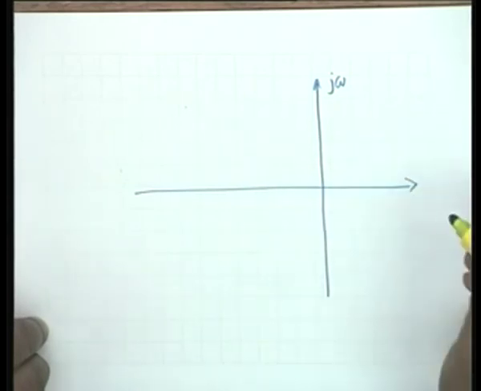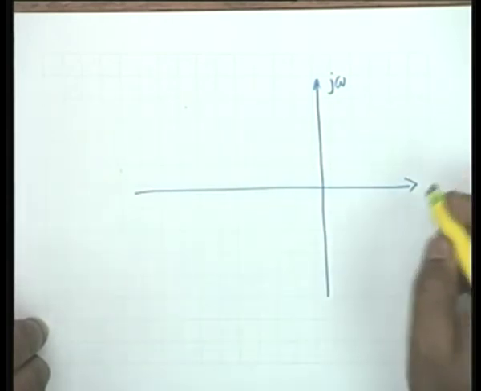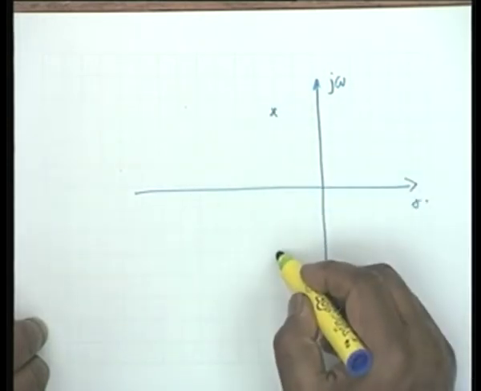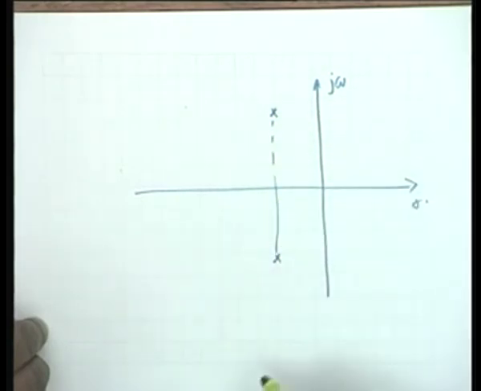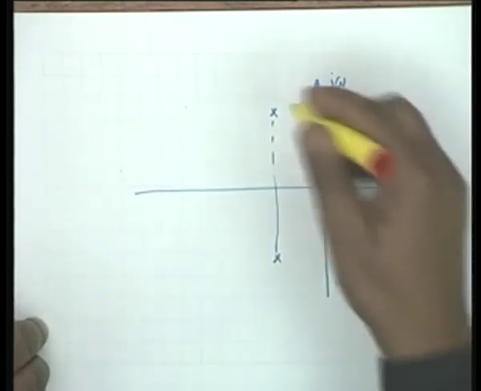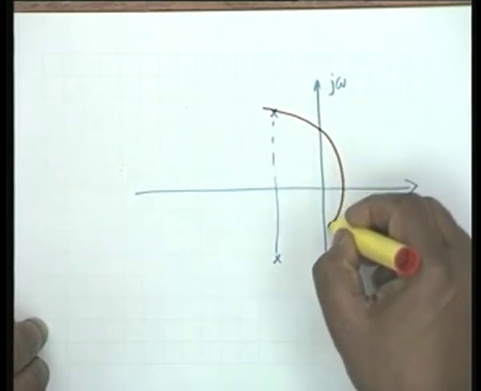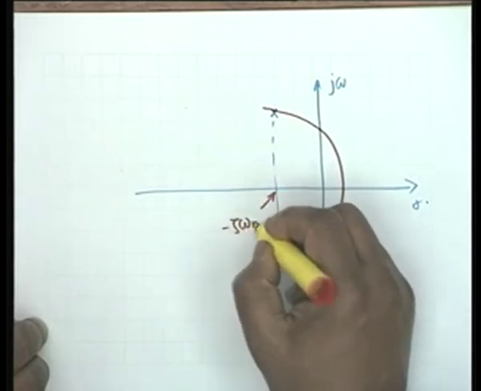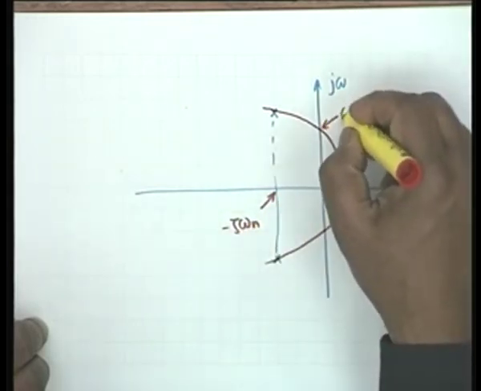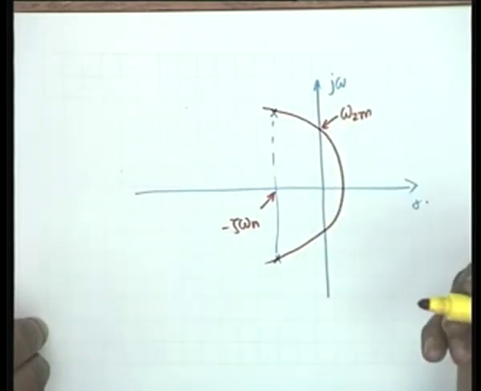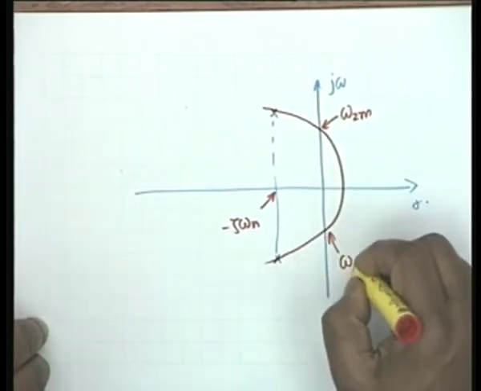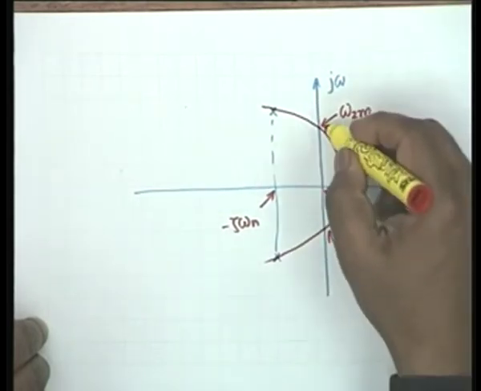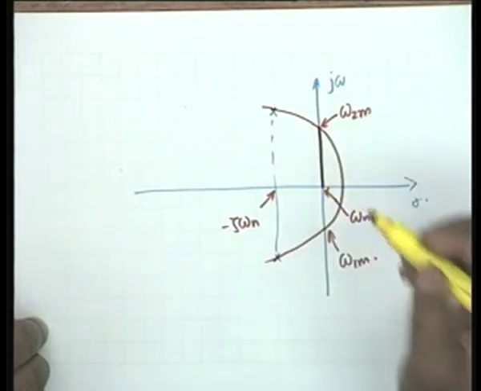Now let us look at the values of the two maxima. If there are two peaks, the values are like this. You have the poles and the peaking circle is something like this. This is minus zeta omega n, and this is omega 2m, j omega 2m, and this is omega 1m. I am not writing omega j, and this is omega n. We are interested in finding the value of omega 2m.